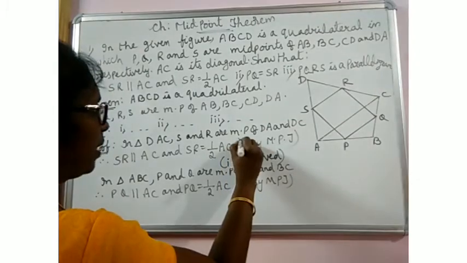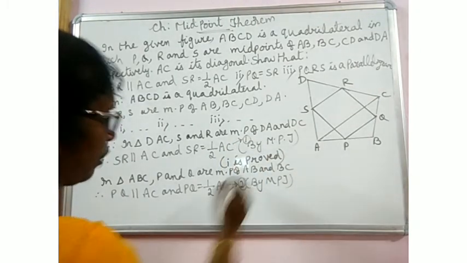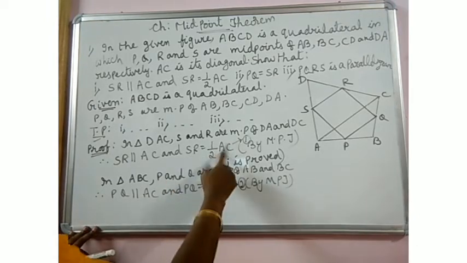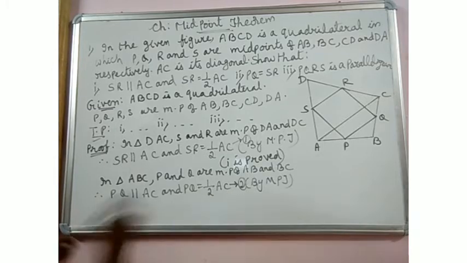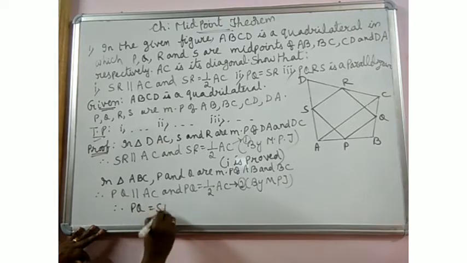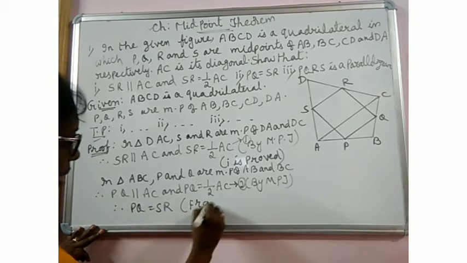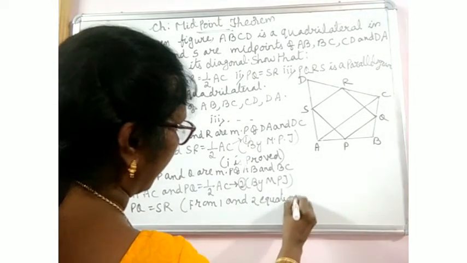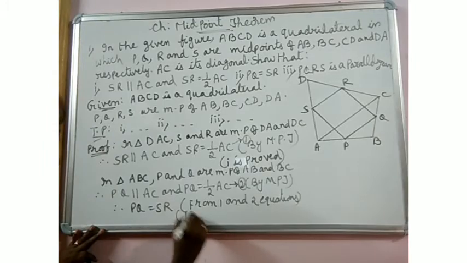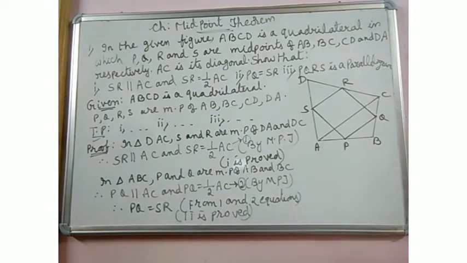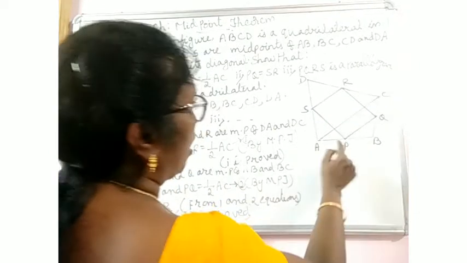Okay. Let me name it as the first equation. Let it be the second equation. From first and second we know that SR equals half of AC, PQ equals half of AC. Therefore, we can show that PQ equals SR. From equations 1 and 2, we can know that PQ equals SR. With this, the second bit is proved. Second bit we had to show that PQ is equal to SR. That is proved.